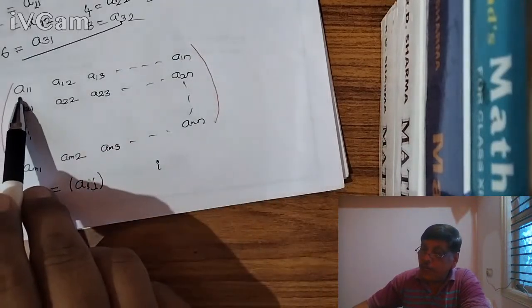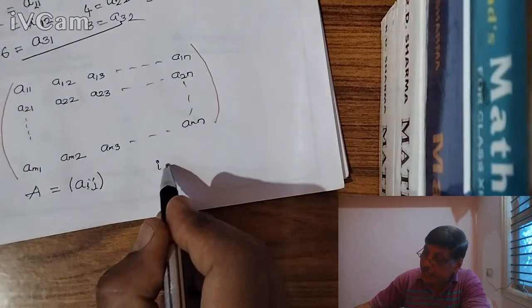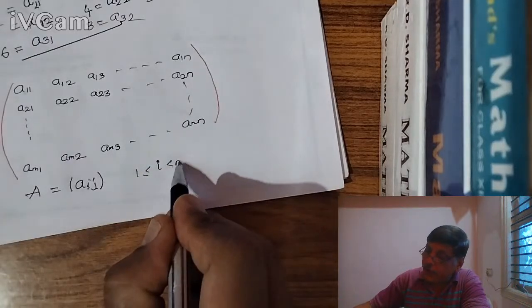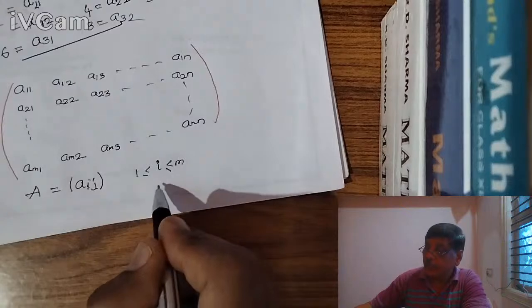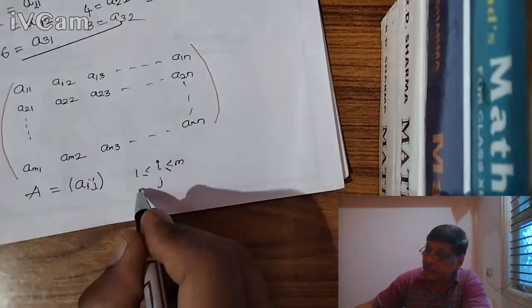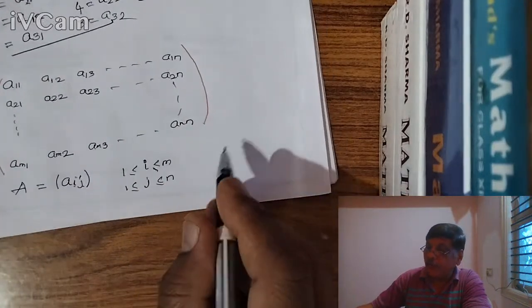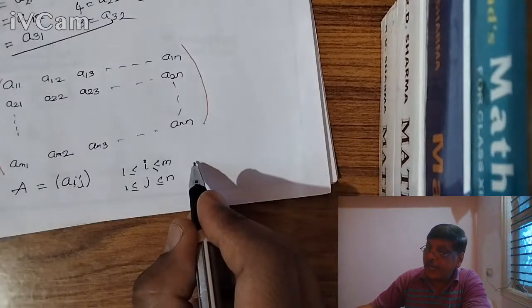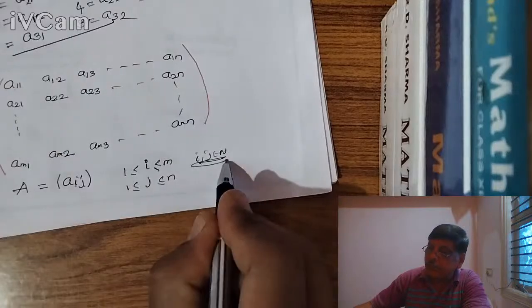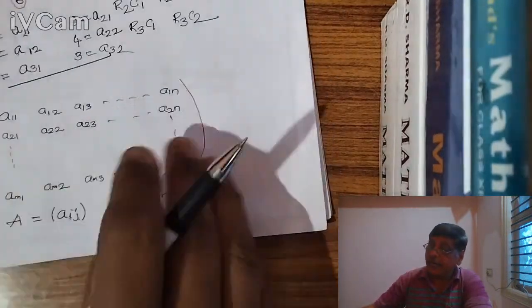Let us see here i. How many rows are there? Here m rows are there. I mean that i may be lying between 1 to m. For j, the number of columns, first column, second column, third column, that is 1 is less than or equal to j is less than or equal to n. Where i and j are natural numbers. This is the representation of a general matrix.